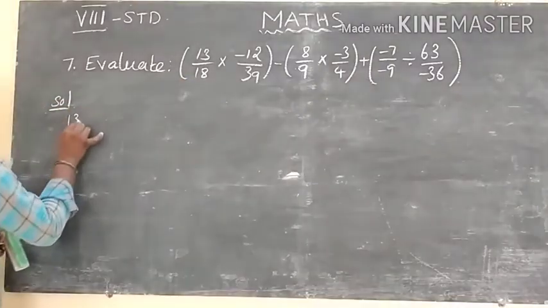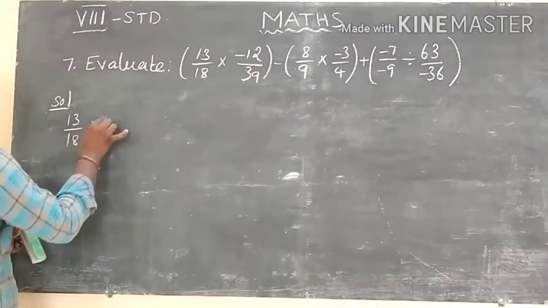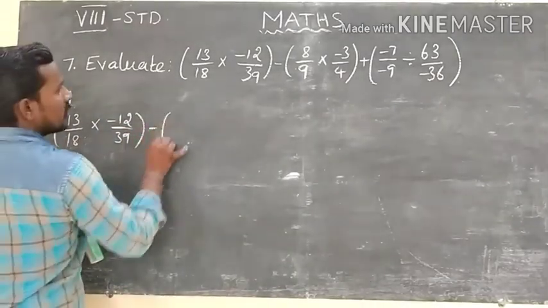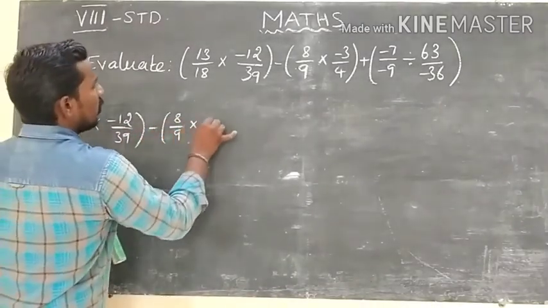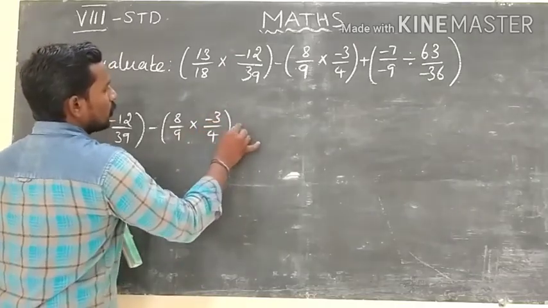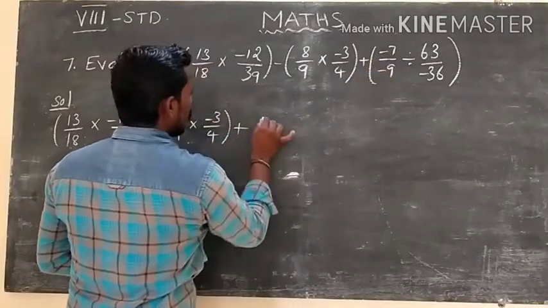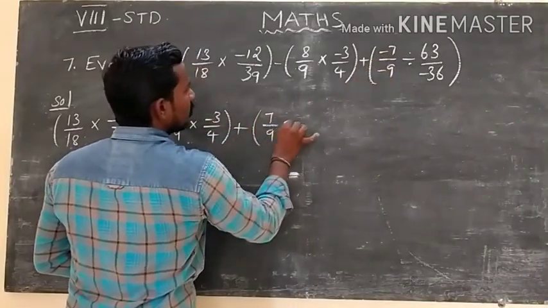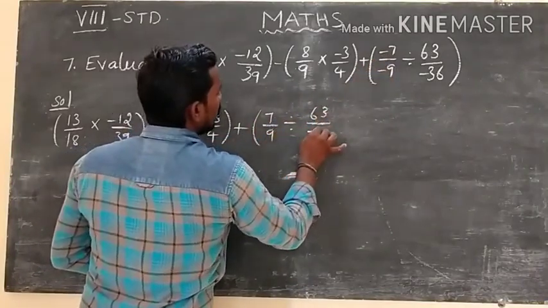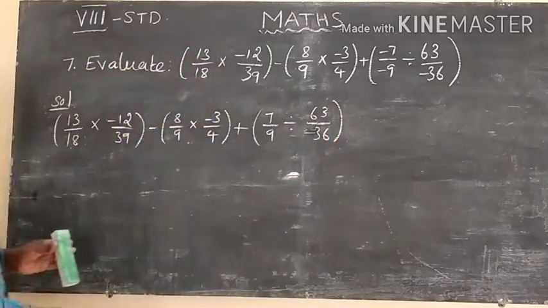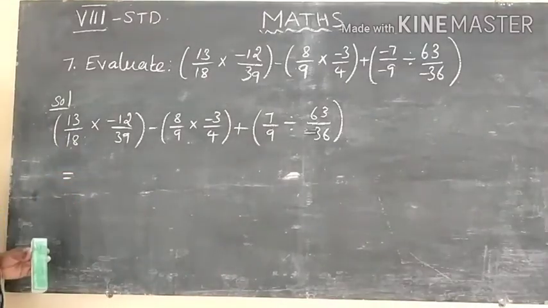Once again, I can write 13 by 18 into minus 12 by 39 minus 8 by 9 into minus 3 by 4 plus, here minus minus are cancelled because using the cancellation law we get 7 by 9 divided by 63 divided by minus 36. Okay, that's all. So this is equivalent.